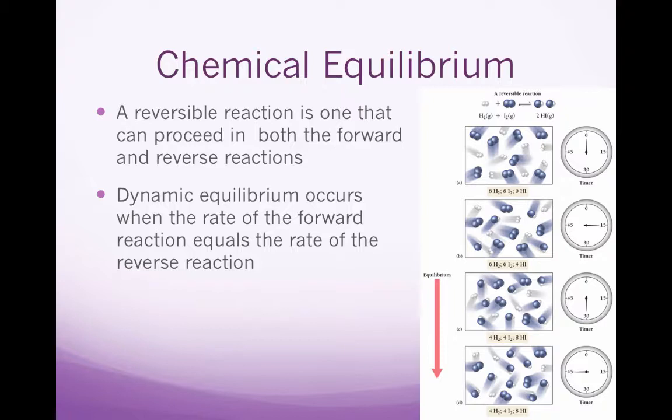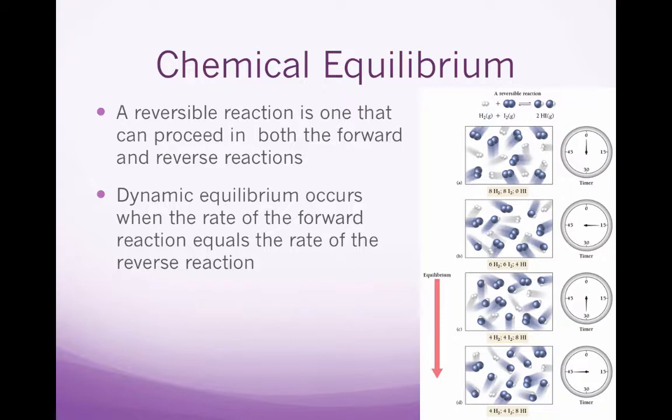Dynamic equilibrium occurs when the rate of the forward reaction equals the rate of the reverse reaction. When you initially have a reaction, you're going to have all reactants and no products, right? Over time, you're going to start to make products. And eventually, your concentrations of reactants and products aren't going to change, and that's when you've hit equilibrium. Now, this doesn't mean the reactions have stopped occurring.